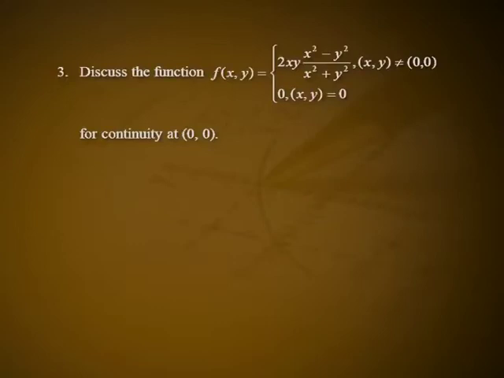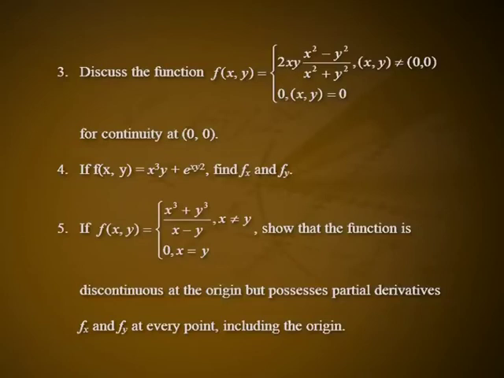Third one, discuss the function f(x, y) equal to 2xy(x squared minus y squared) divided by (x squared plus y squared) for (x, y) not equal to (0, 0), and 0 for (x, y) equal to (0, 0), for continuity at the point (0, 0). Fourth one, if f(x, y) is equal to x cubed y plus e raised to x y squared, find fx and fy.